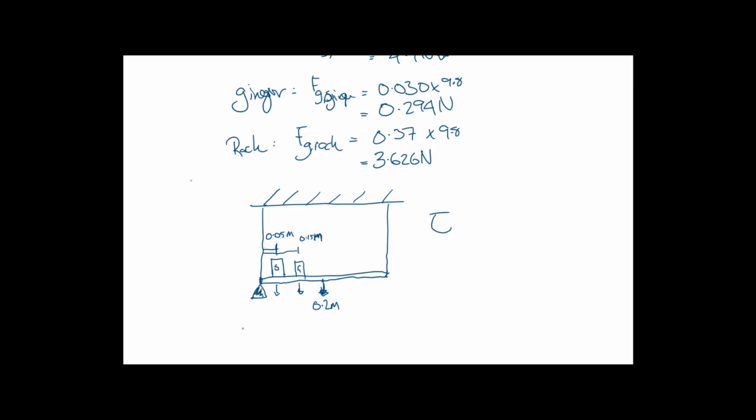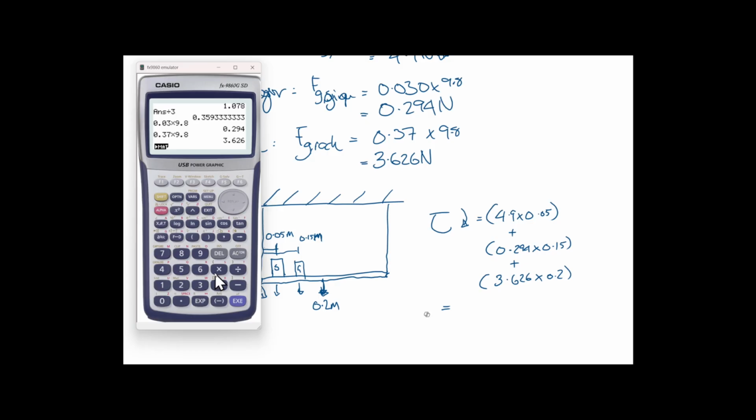Okay, so the torque going that way, using this as our fulcrum point, is going to be the force from the salt, which we worked out, 4.9, times that distance, 0.05, plus the torque from the ginger, which we worked out as 0.294, times that distance, which is 0.15 meters, plus the force from the rack itself, which is 3.626 newtons, times 0.2 meters. And we're going to get some force from that.